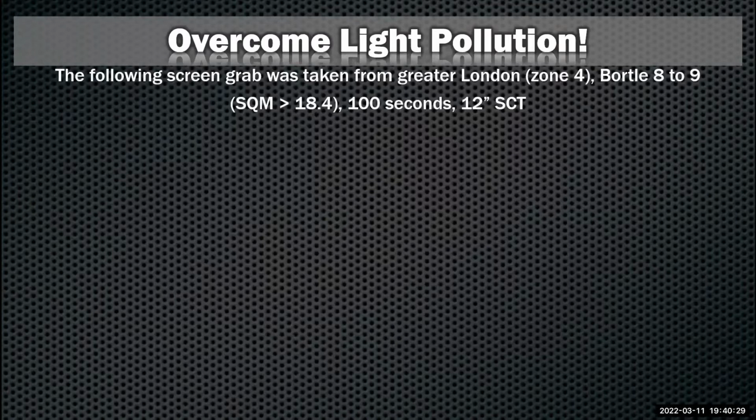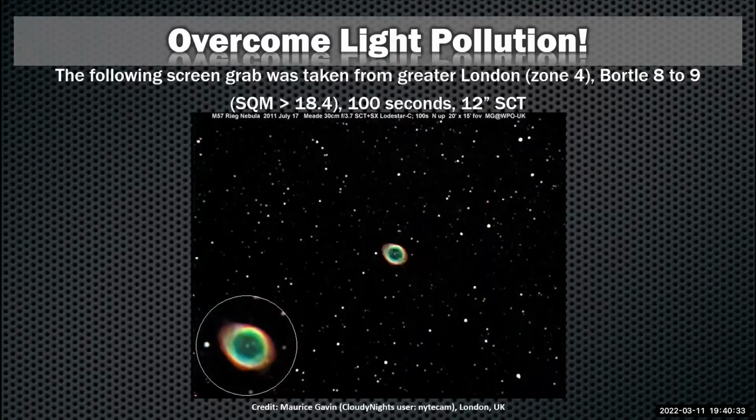But we can also overcome light pollution. And this is a screen grab that was taken from Greater London by a gentleman by the name of Maurice Gavin. And he is in zone 4, which is very bright. That's about as bright as downtown Raleigh. And this is what he was able to accomplish with a 12-inch SCT at about 100 seconds. So to be able to grab something like this from a downtown urban environment is quite impressive.